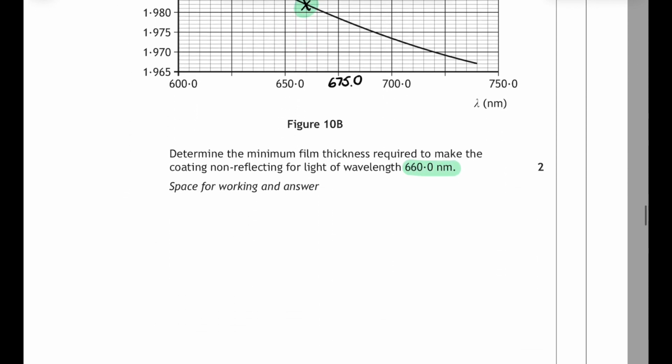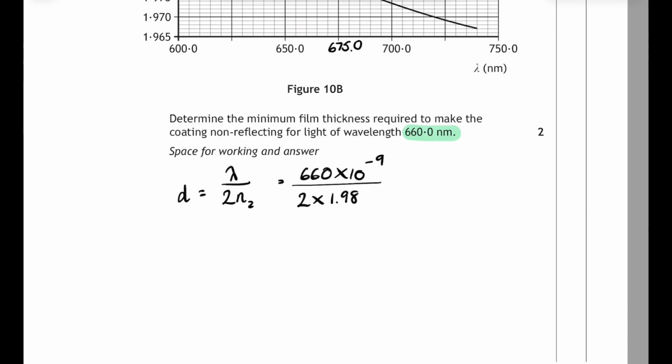So let's write that again. D equals lambda over 2nz, and it's D we're looking for, and the lambda was 660 times 10 to the minus 9 divided by 2 times 1.982, and if you do that correctly on your calculator you'll get an answer to 4 significant figures of 1.665 times 10 to the minus 7. And I'm going to 4 significant figures because both the wavelength and the refractive index were to 4 significant figures.